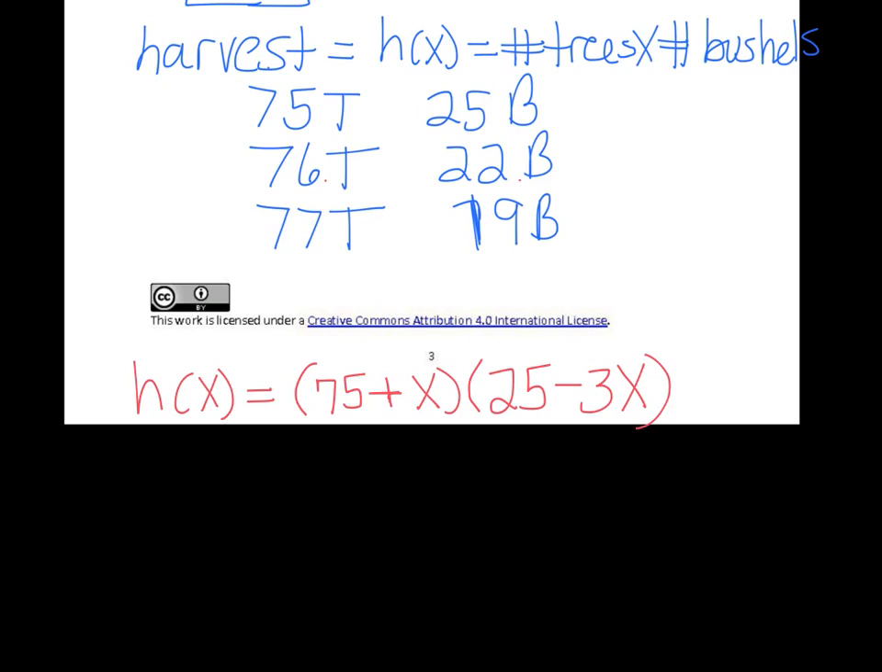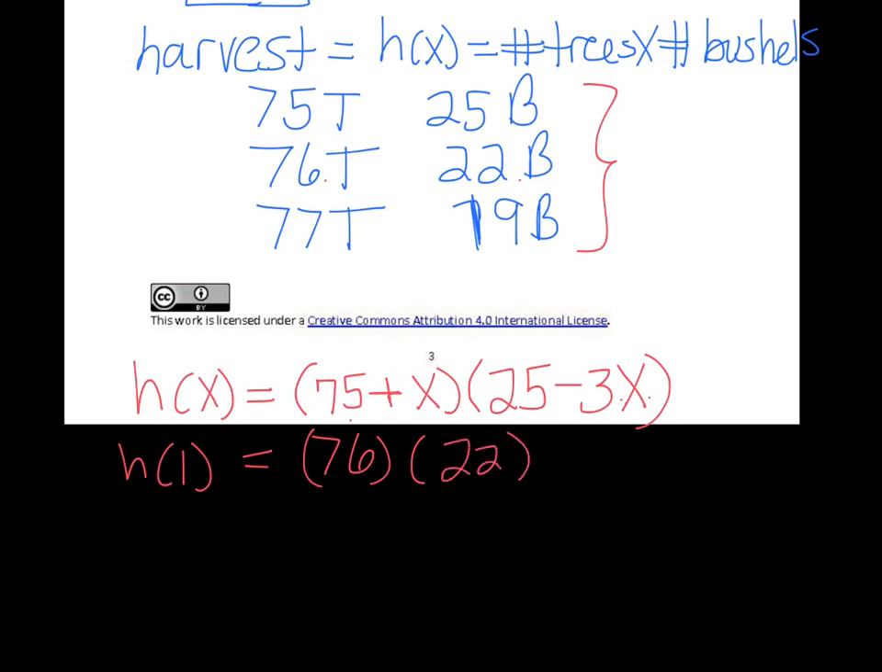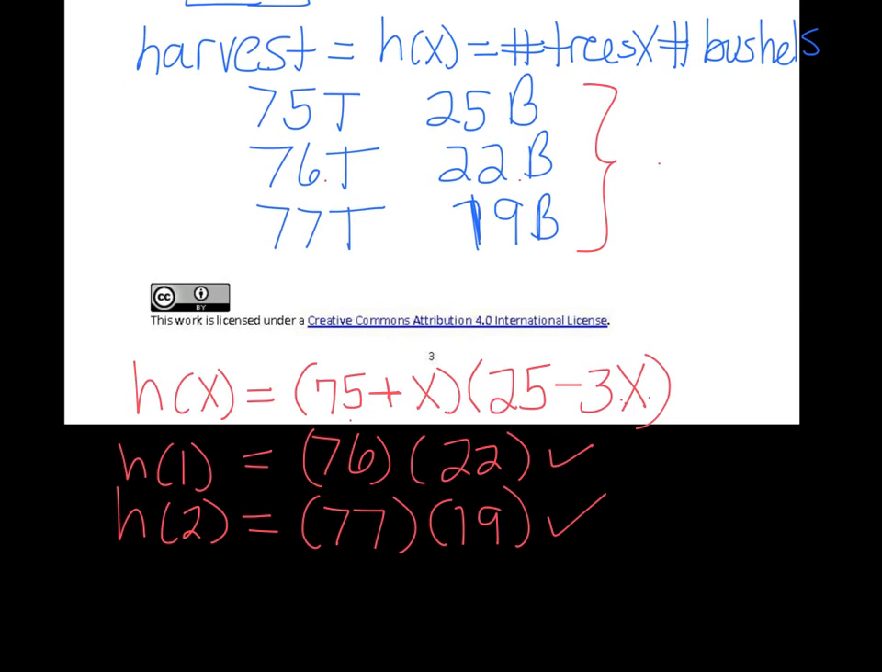So even though x is the number of additional trees, we can use that, based on this information here, to get the number of bushels that are going to be left. And you can check to make sure it works. Like I said, if x is equal to 1, so h of 1, we get 76 times 25 minus 3, which is 22, and that's what we expect. If we do 2 more trees, then we have 77 trees, and now we're only down to 19 bushels. So it works with what we know up here.